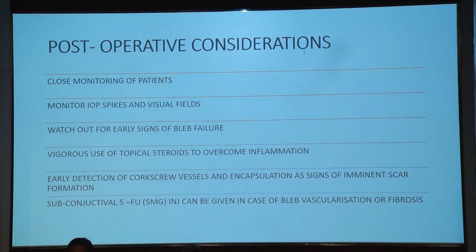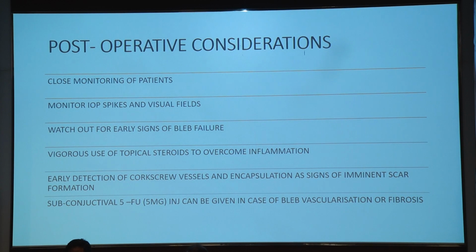Now, post-operative considerations: you have to do a close monitoring of this patient. You have to monitor the IOP spikes and visual fields. You have to watch out for early signs of bleb failure. And if that is happening, you have to take the help of 5-FU and mitomycin C. You have to vigorously use topical steroids to overcome inflammation. Early detection of corkscrew vessels and encapsulation are signs of imminent scar formation, and subconjunctival 5-FU can be given in such cases.